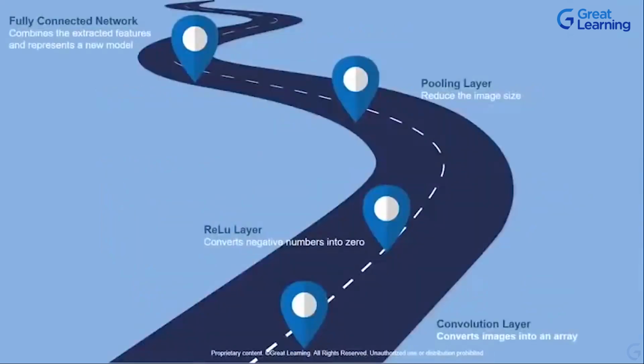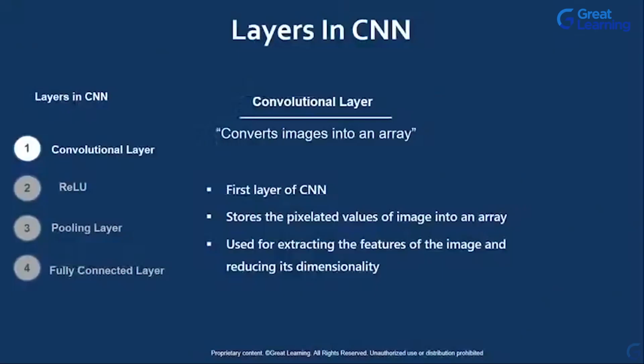So now we will have a look at what layers we have in a convolutional neural network. We first have the convolutional layer, then the ReLU layer, then the pooling layer, and then the fully connected layer. So we have four layers in a convolutional neural network to process our images, right? Let's have a look at them one by one.